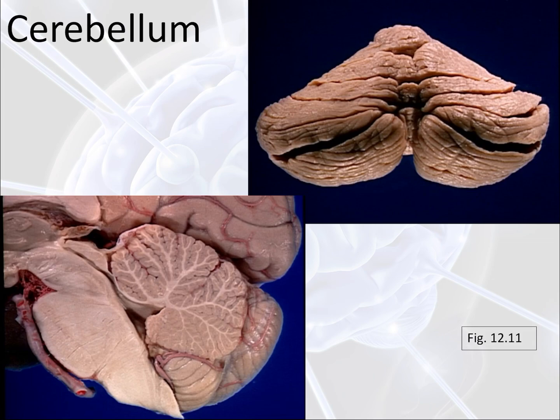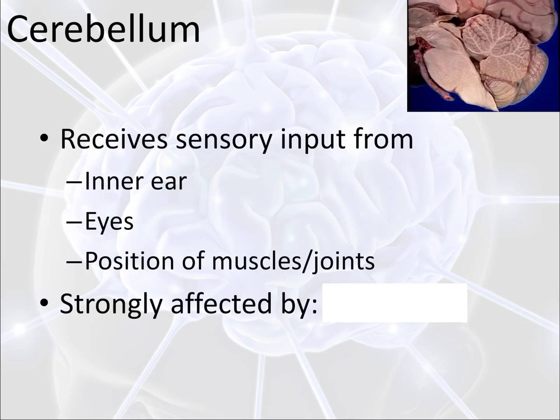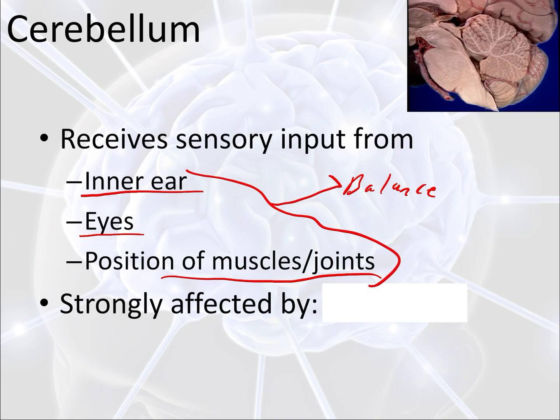So the cerebellum, again, is that posterior inferior portion of the brain. And it receives sensory input from three main areas, from the inner ear, talking about balance and spatial awareness, from your eyes, and from the position of your muscles and joints. Okay, so it receives all that sensory input, and then it helps give the right motor outputs to keep your balance. Okay, so it puts all this information together to help you balance.